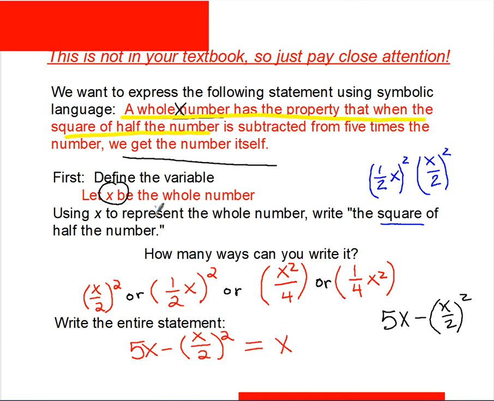Notice there's a lot of stuff that you're going to have to distinguish between. Pay very close attention, because even if you just wrote this x over 2 squared in front of the 5x, the whole problem would be incorrect.